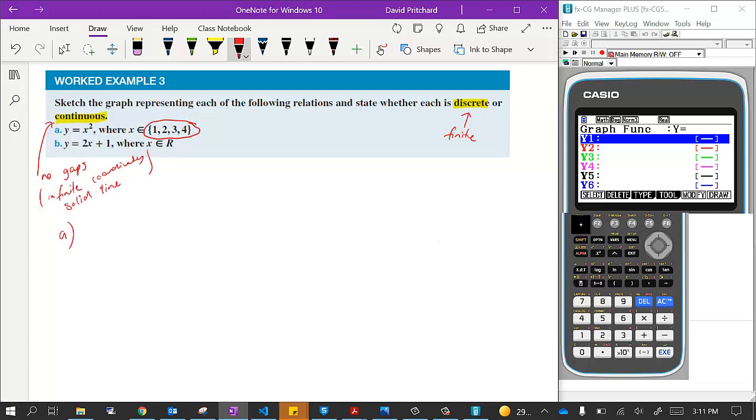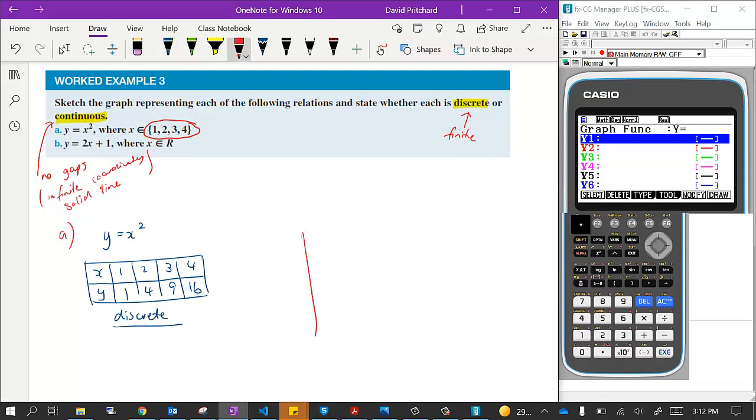So when we look at A, we've got y is equal to x squared, and our x values are nice and easy. We've got x is 1, 2, 3, 4, and it's discrete. It's only those values. We don't care about the values in between. If we sub the 1 in, we get 1 squared, and 1 squared gives us 1. If we sub in x equals 2, we get 2 squared, and that's 4. 3 squared is 9, and then 4 squared is 16. So obviously this is discrete.